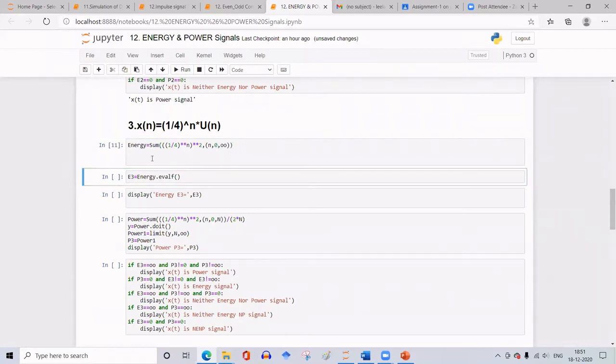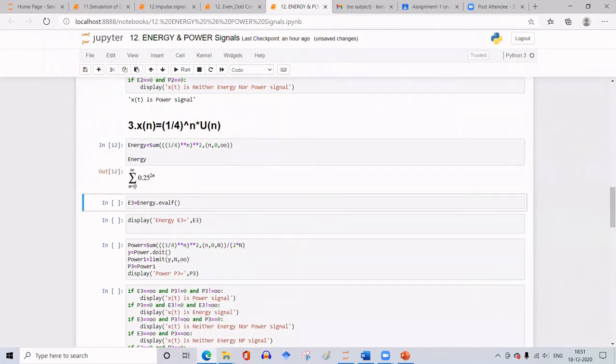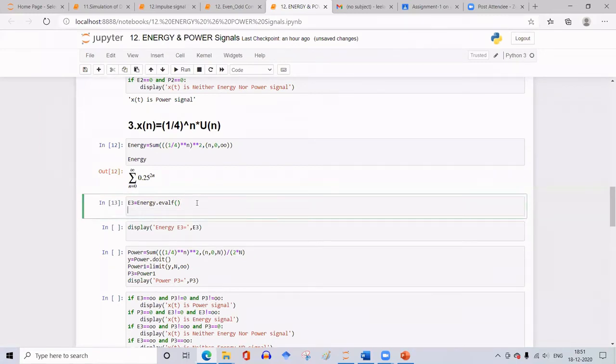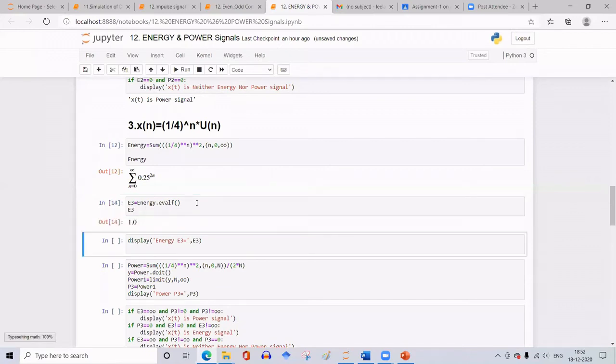Let me type, get the energy of this. I don't get it because I did not ask it to give the output. So energy is sigma, n equal to 0 to infinity, of 1/4, that is 0.25, to the power of 2n. This is the sigma. Designate it as E3, and if you evaluate this from 0 to infinity, you get it as 1. So this is the energy of the third problem.